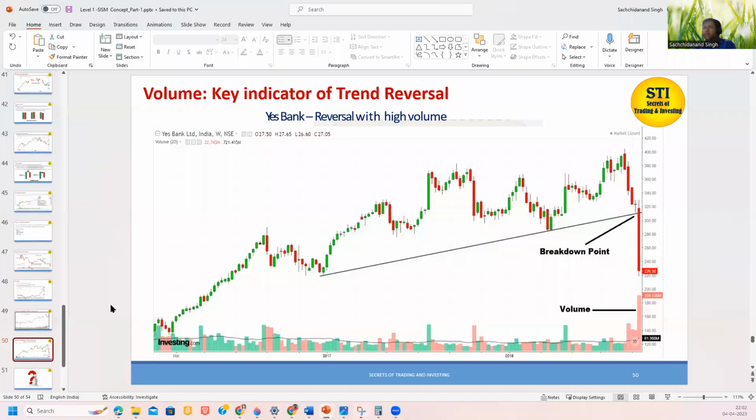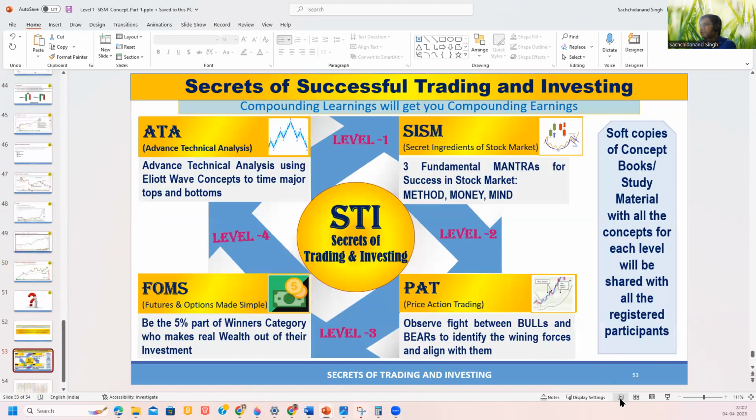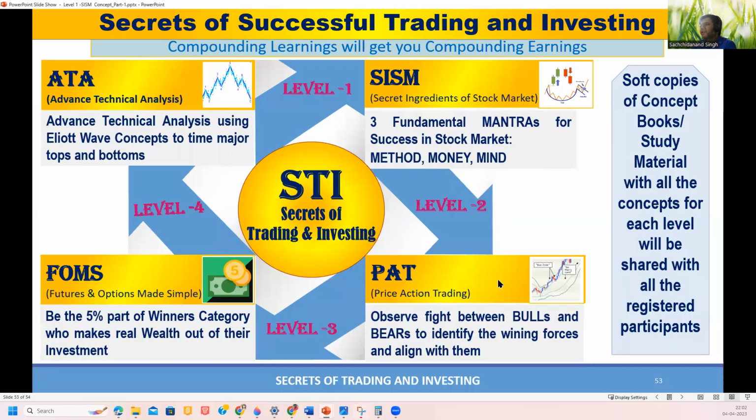Okay. So from the concept perspective, this is the end of unit 1. We are in level 1, and we have 4 levels. Let me give you a quick summary of what we are going to learn overall. This is the snapshot of our entire course, maybe you can say the graduation course of the stock market.